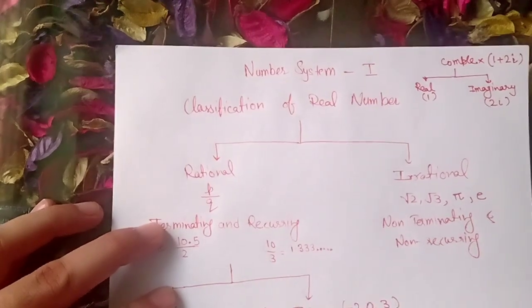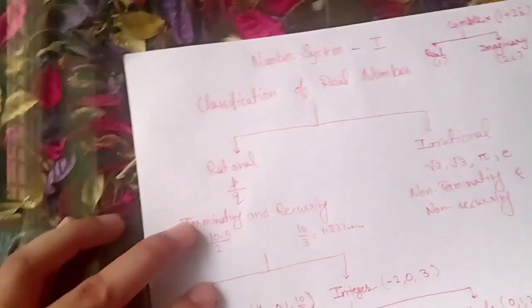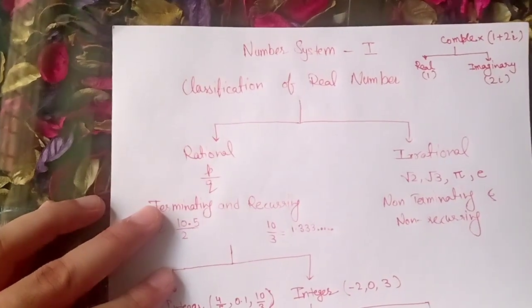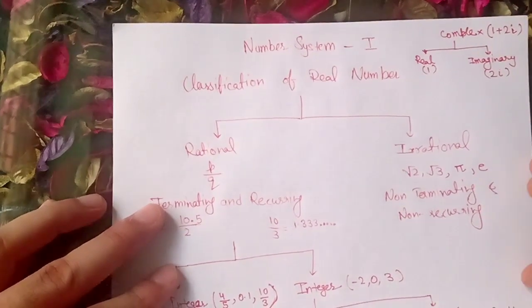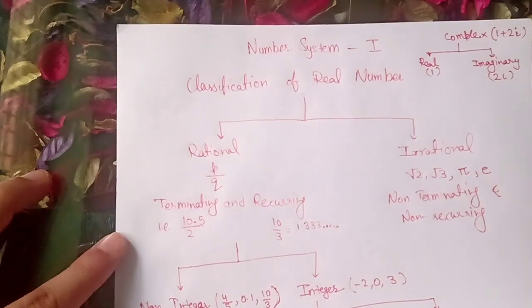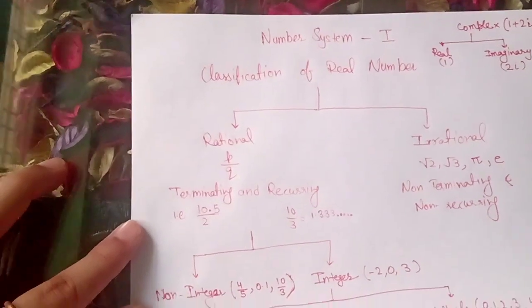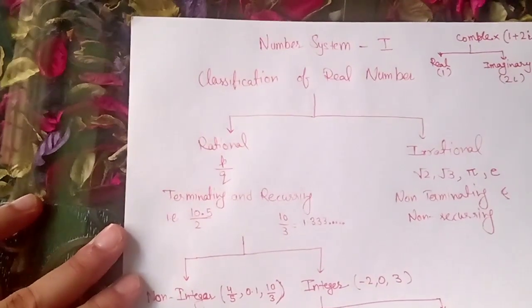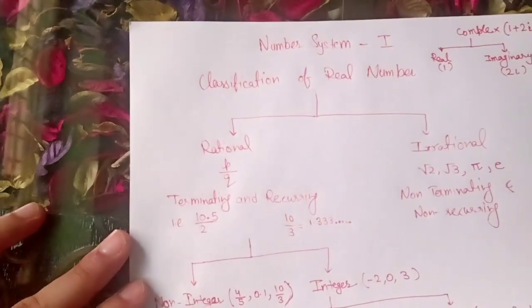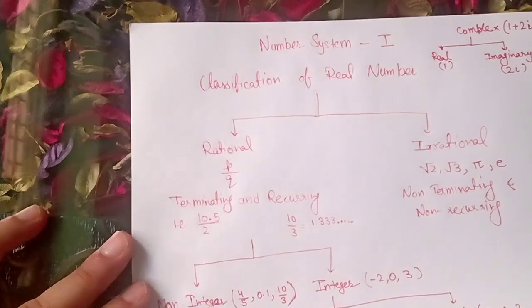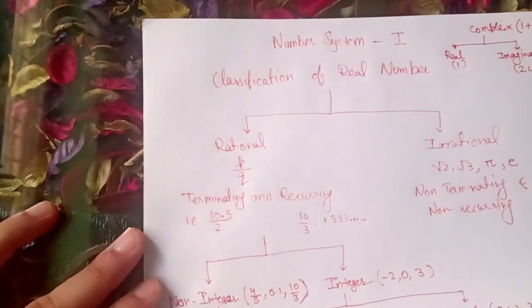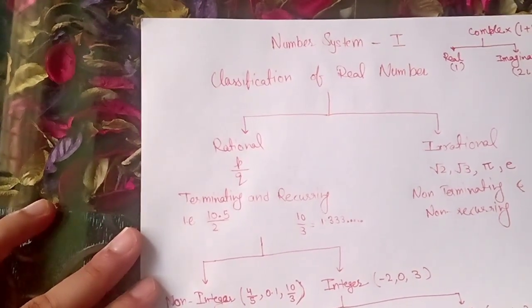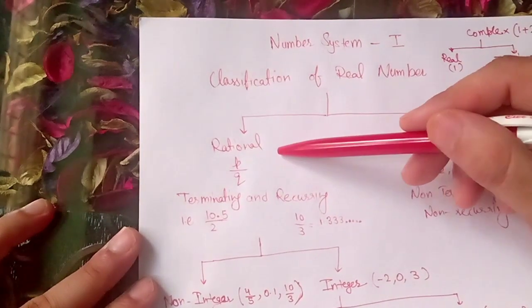So we have the classification of real numbers. Real numbers are basically of two types. One is rational and one is irrational. So a rational number is a number which can be transformed into the form p by q. That number is known as a rational number, and a number which cannot be transformed into p by q is known as an irrational number.